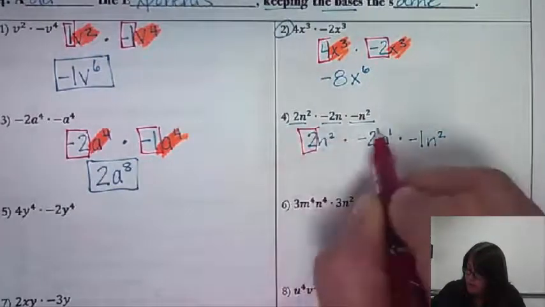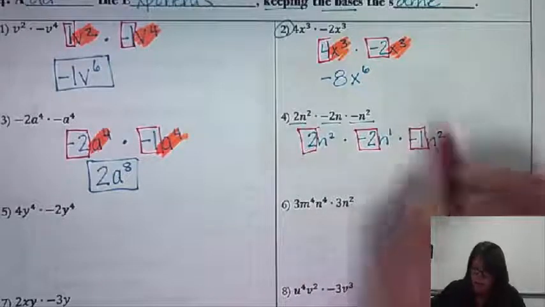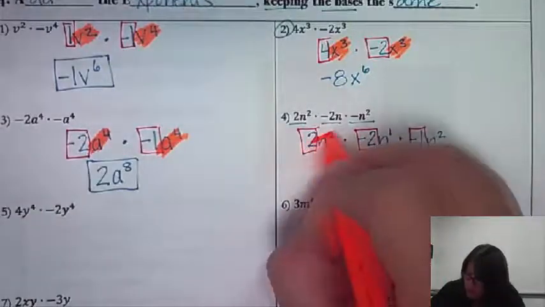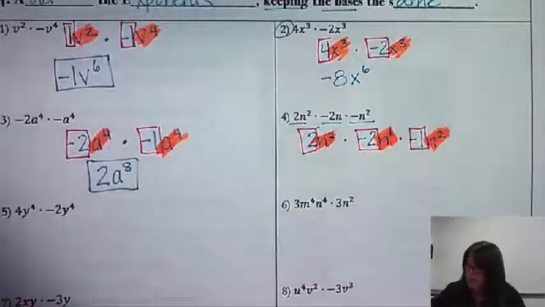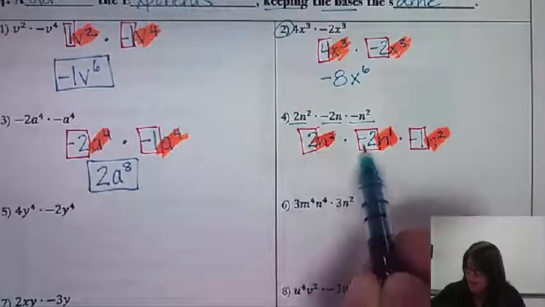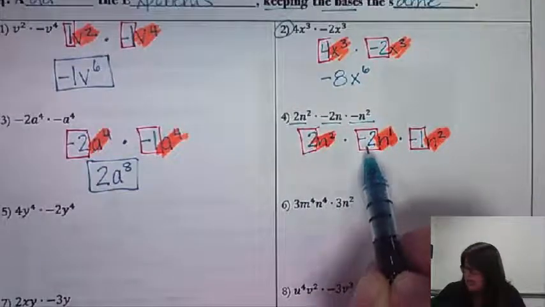Box my coefficients and highlight my bases. We have 3 of them this time, but that's okay. Just follow the same process. Now we're going to multiply our coefficients together. Step 3. 2 times -2 is -4, times -1.